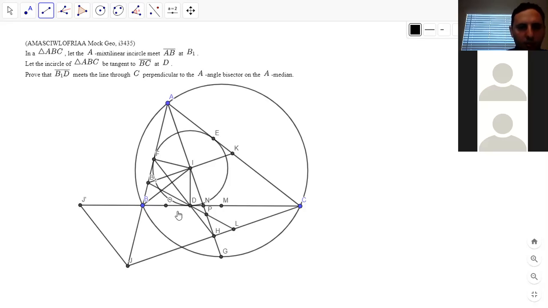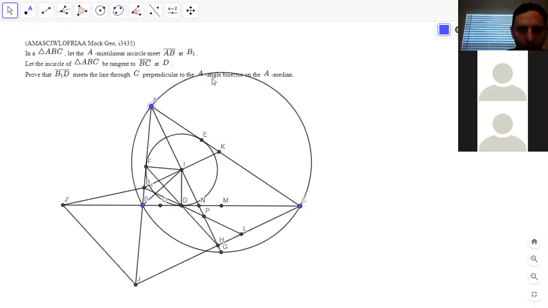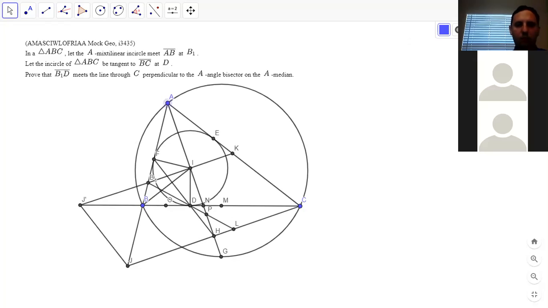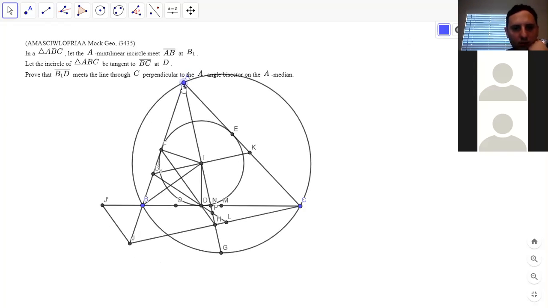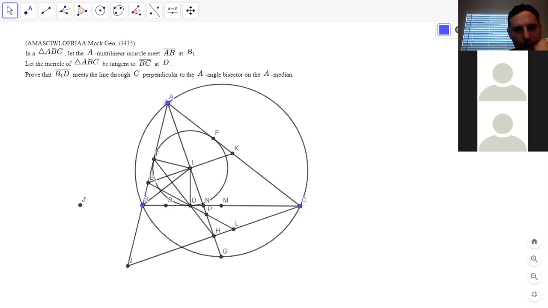Then we could try to show J prime, B, O, D. Does J prime lie on this? Oh wait, that's kind of interesting. Oh no, that's not true. I don't know if any of that really helps. I'm going to just get rid of that.